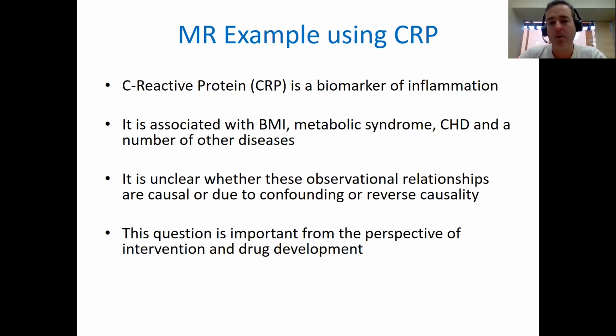And this is a really important question, particularly from the perspective of drug development. If you're a pharmaceutical company, you want to be very sure that C-reactive protein is causal for these diseases before you invest millions of dollars into developing agents to target CRP. Because if CRP is not causal, then it doesn't matter how much you intervene on it, it's not going to affect your risk of disease. So Mendelian randomization is one method whereby we can gain information on whether CRP is likely to be a good drug target.